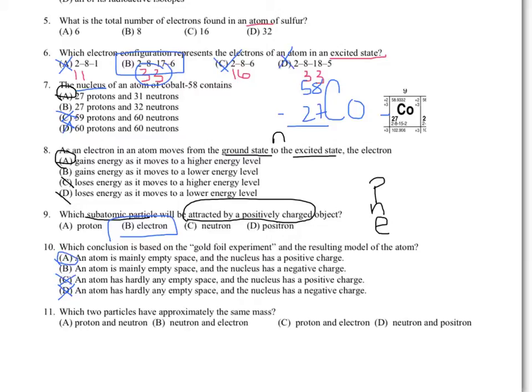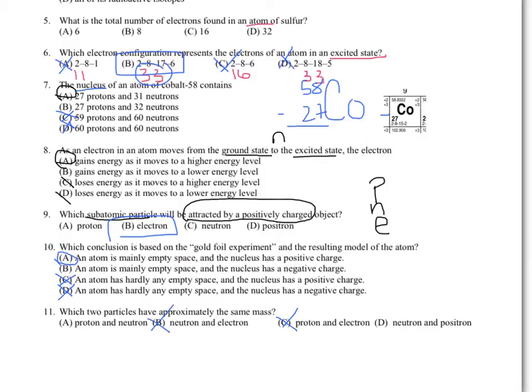Question 11, they ask which have approximately the same mass. We know that protons and neutrons have a mass of 1, and electrons have almost no mass. So we can eliminate any choices with electrons in them.